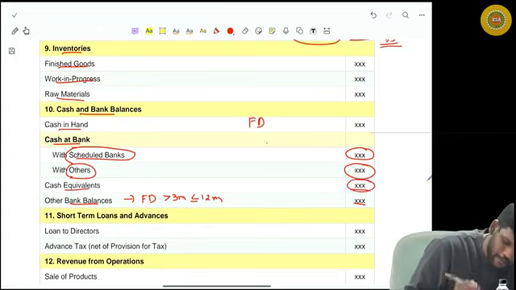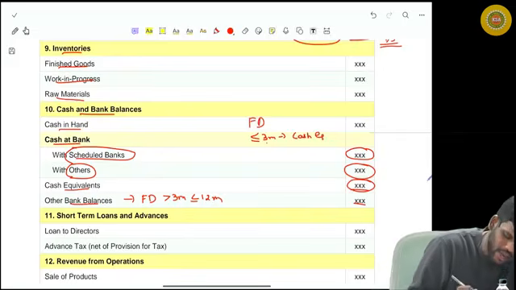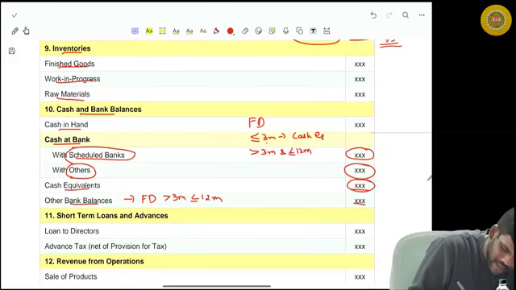A fixed deposit which has a maturity period of less than or equal to 3 months will come in cash equivalents. Okay, any fixed deposit having a maturity of greater than 3 months and less than or equal to 12 months will come in other bank balances. Sir, what about FDs which have more than 12 months of maturity?